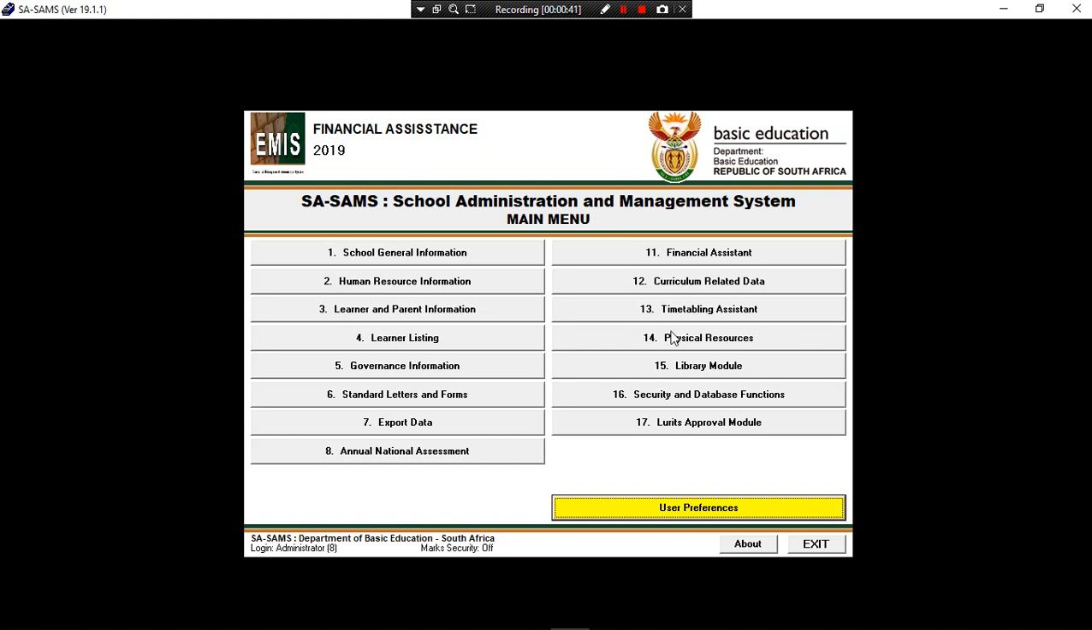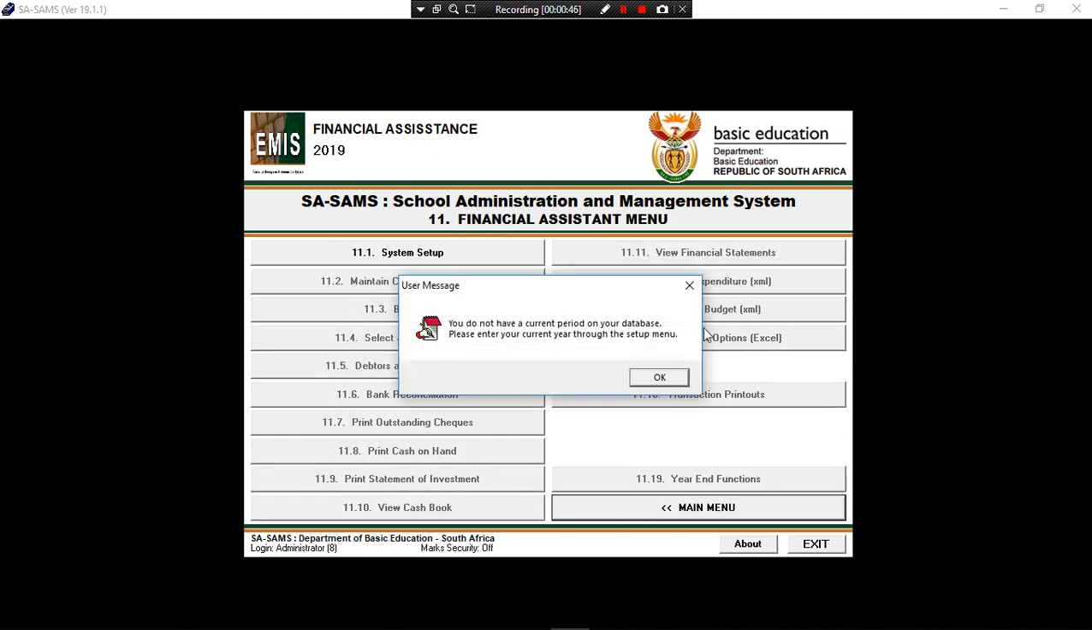Now you get into SASAMS. This is your main menu. You get into financial assistance. It then provides you a message which addresses you in terms of it being the first time you're getting into financial assistance and you do not have certain requirements which you need to attend to before starting your financial transactions.